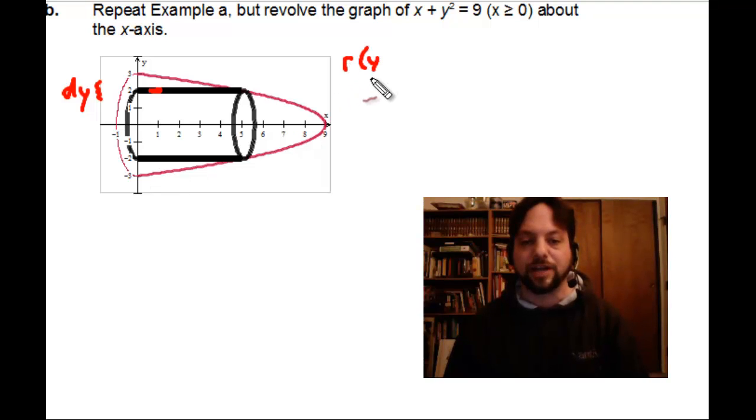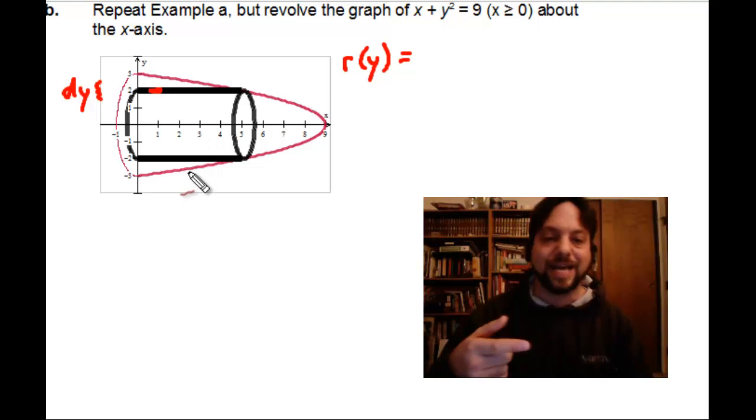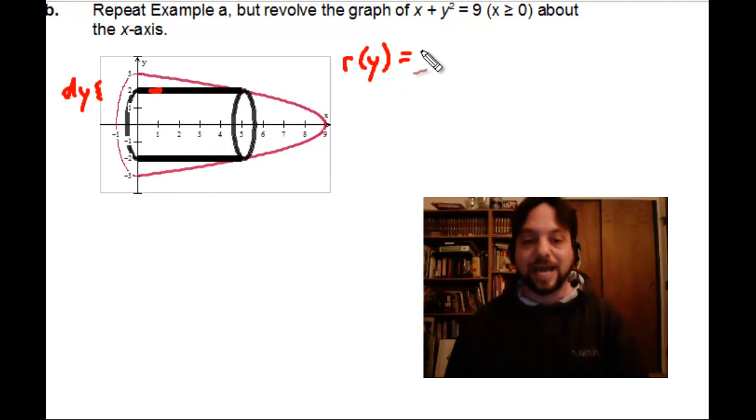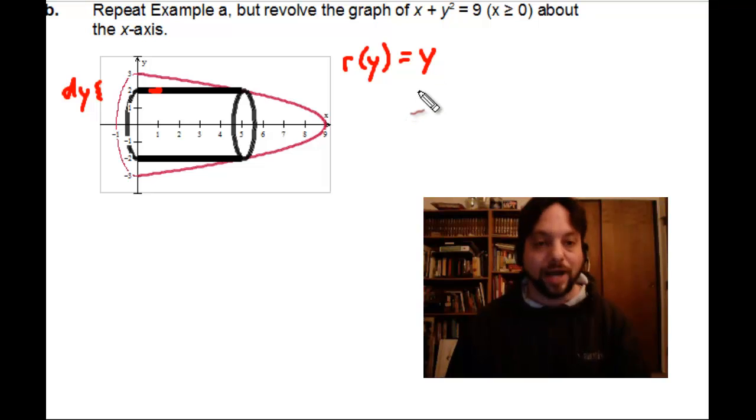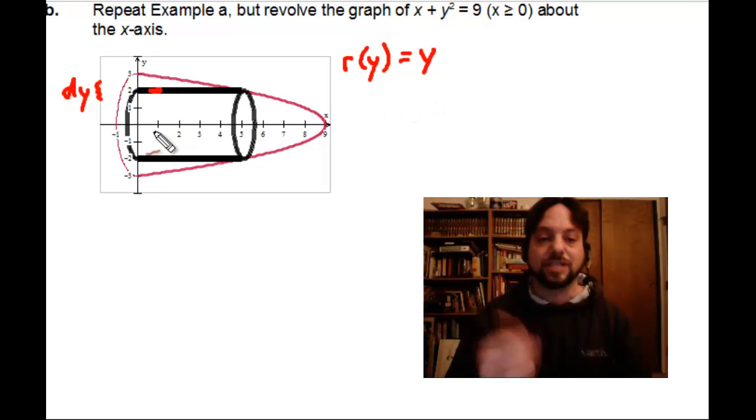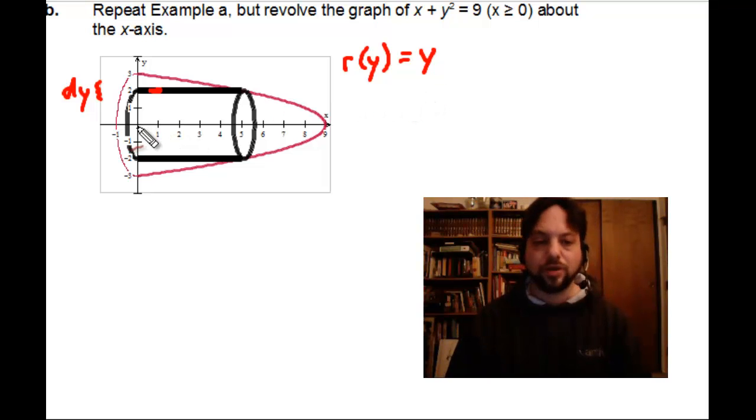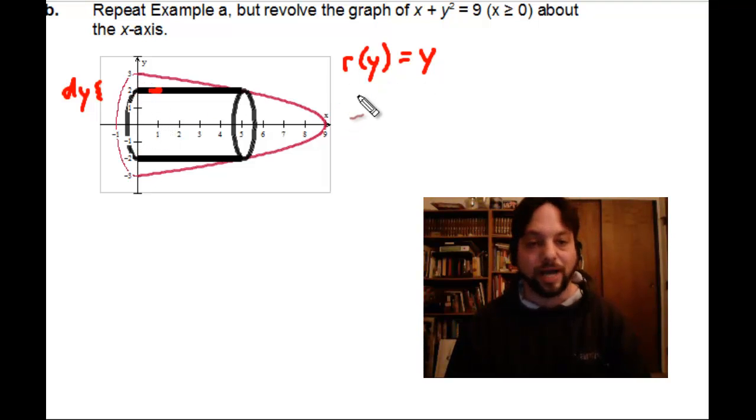So let's begin by finding our radius. Fortunately, because we are revolving around the x-axis, our radius is actually just going to be y. And you can check that out for yourself. You can see that when y is 0, the radius will be 0, but when y is 3, the radius will be 3, and everywhere in between. So the radius is just going to be y.